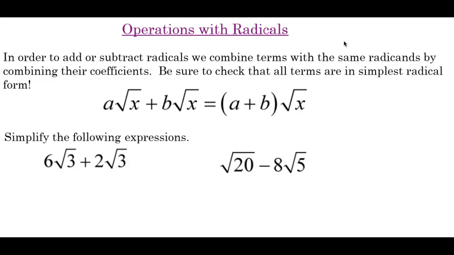Now when we were adding polynomials together, we were looking for terms with x squared to be combined, or terms with x. In this case, we're going to be looking for terms with the square root of 2 or the square root of 3 in order to combine all of our like terms.